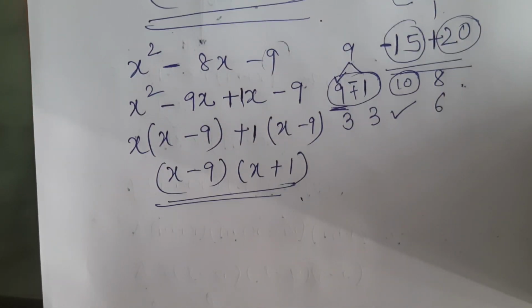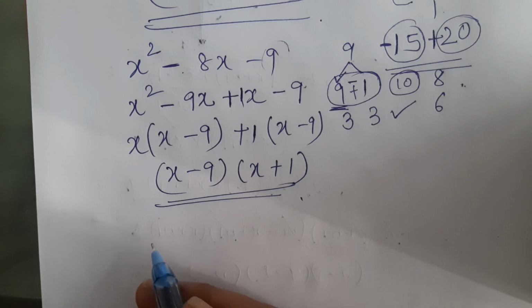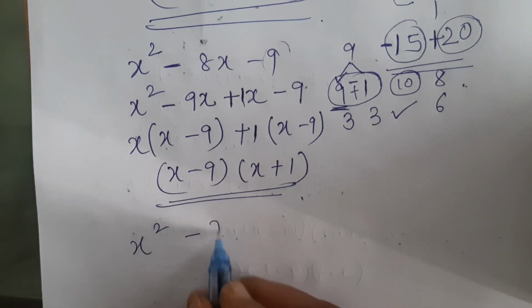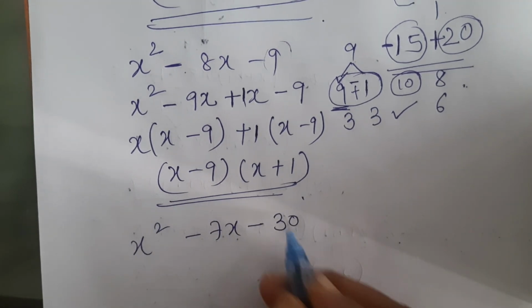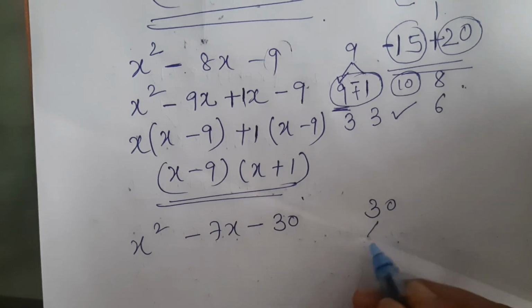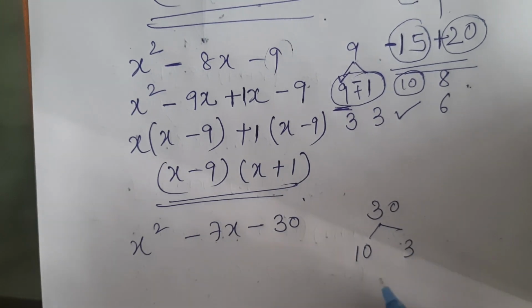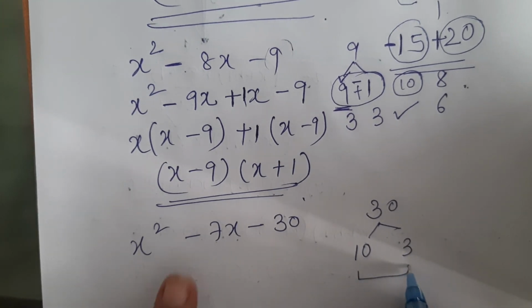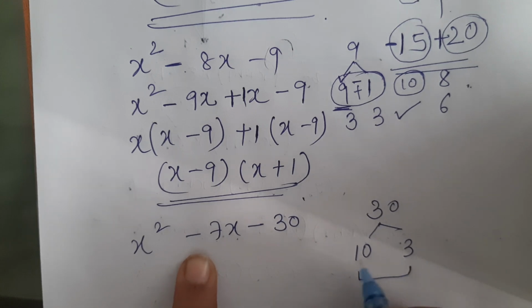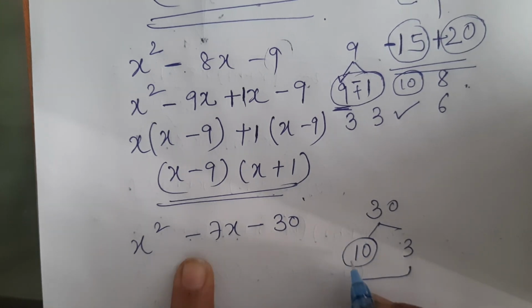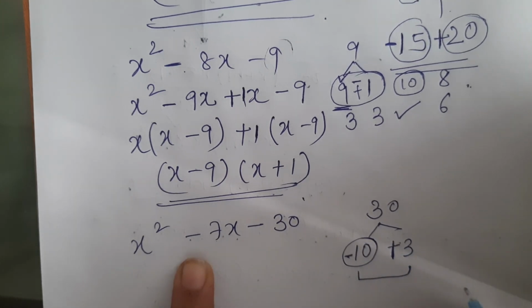Let's start out with one more example. x square minus 7x minus 30. Multiples of 30, 10 3s are 30. Again by subtraction we are getting 7, the middle number. So the bigger number is given the sign of the question, and the smaller number the opposite sign.